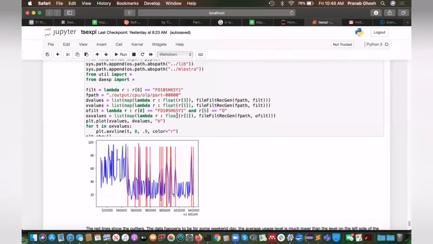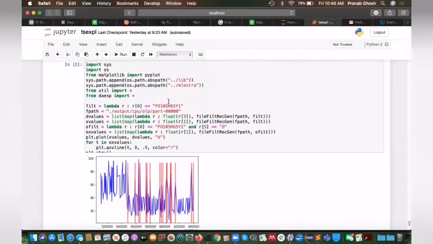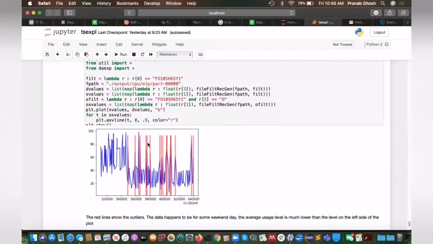So here I'm showing the outliers again for the same server, for a given day. All the red lines are the outliers. You see the usage here. This is the weekend data, which is why the usage is at a much lower level compared to what we are seeing on the left side of the chart.